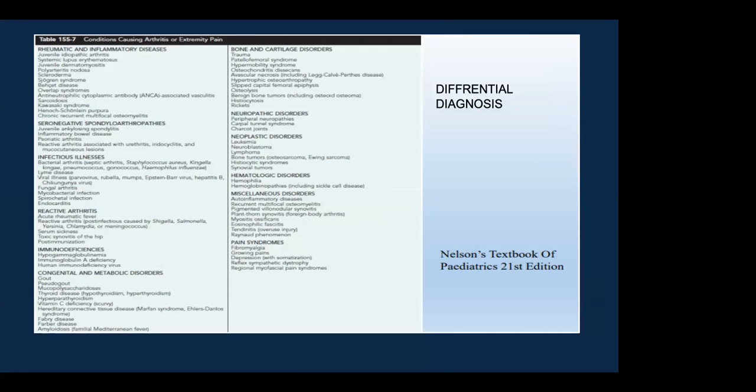Okay, when a child comes to you with a complaint of joint pain, these are the possible differential diagnoses you can think of. It is really broad. So let's approach it one by one, systematically. Next.